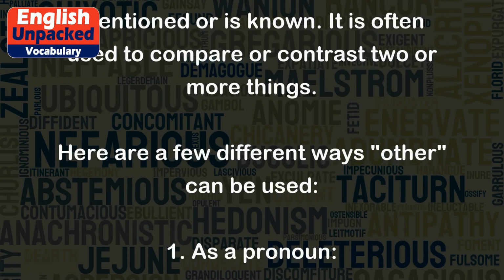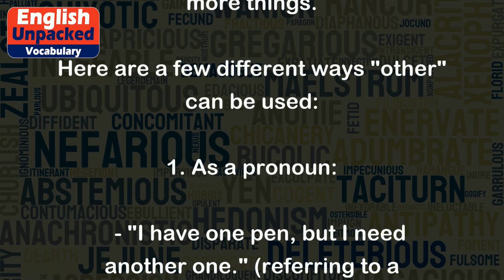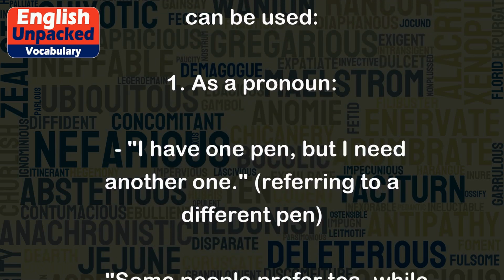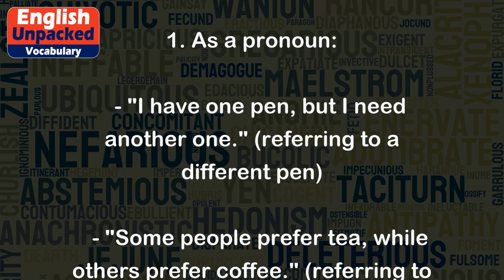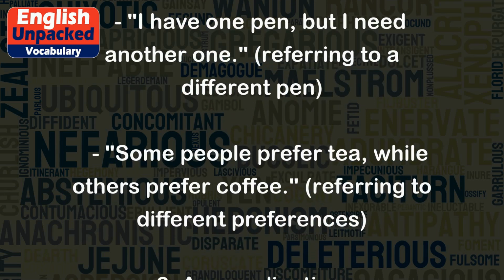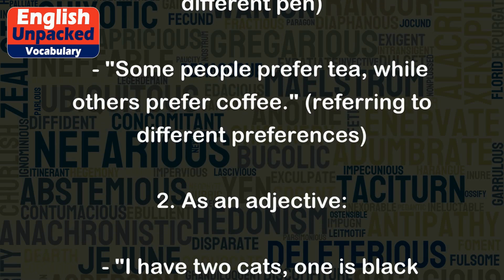Here are a few different ways other can be used. 1. As a pronoun. I have one pen, but I need another one. Referring to a different pen. Some people prefer tea, while others prefer coffee. Referring to different preferences.